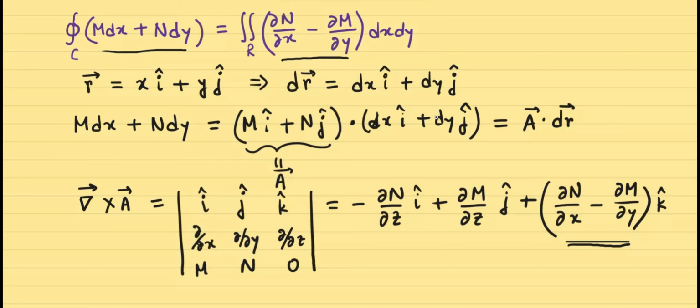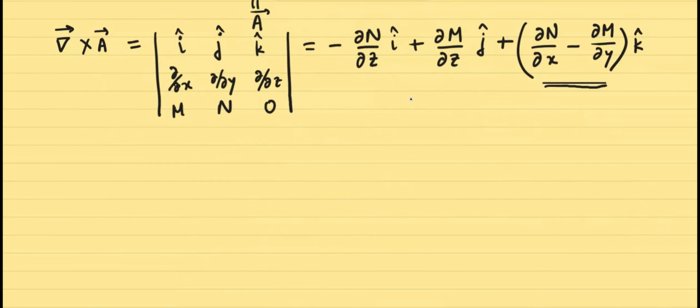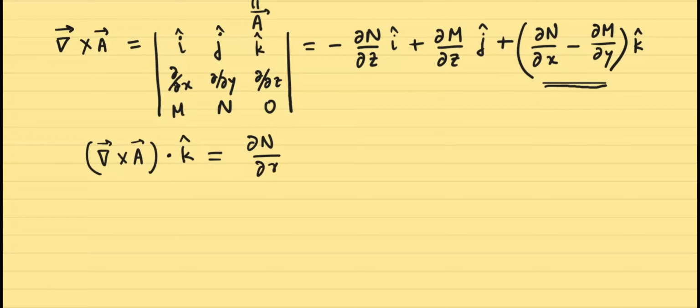So by doing that we write, well, curl of A dotted with k hat. This is the thing we're looking for, right? So this gives us the quantity inside the parenthesis, which is the partial derivative of n with respect to x minus the partial derivative of m with respect to y.